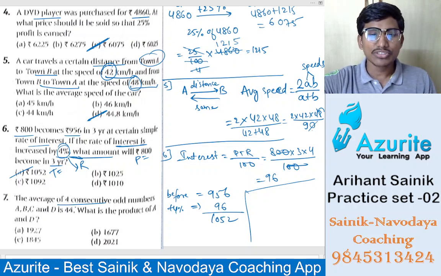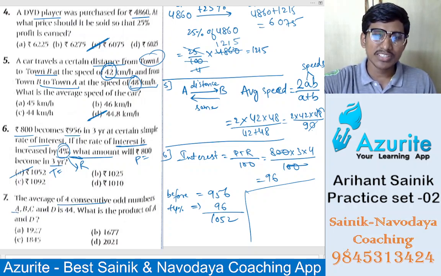The average of 4 consecutive odd numbers is. Average of 4 consecutive odd numbers A, B, C, D is 44.